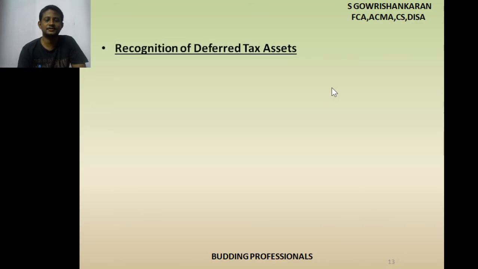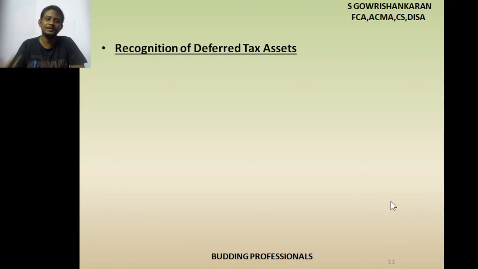Recognition of deferred tax asset. This is one more topic. You can ask me a question: what is deferred tax asset? Initially what are we doing in deferred tax asset? Initially we are crediting during originating timing differences, and we are reversing in the subsequent year. Reversing means what? We have to debit our P&L account. Initially we are crediting, and reversing means subsequently we have to debit our P&L account.